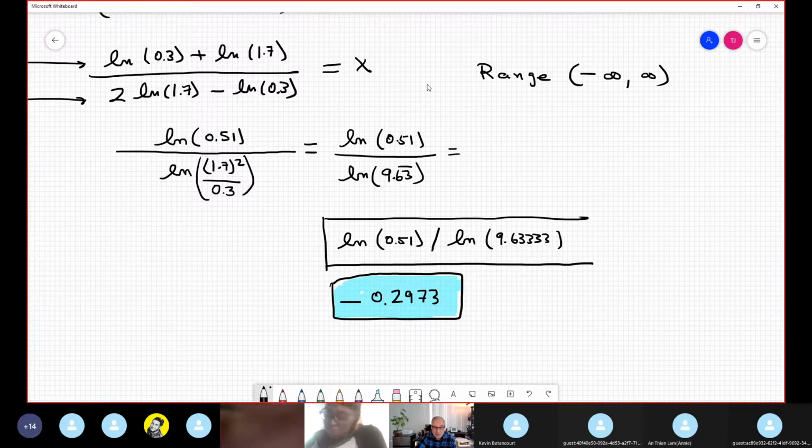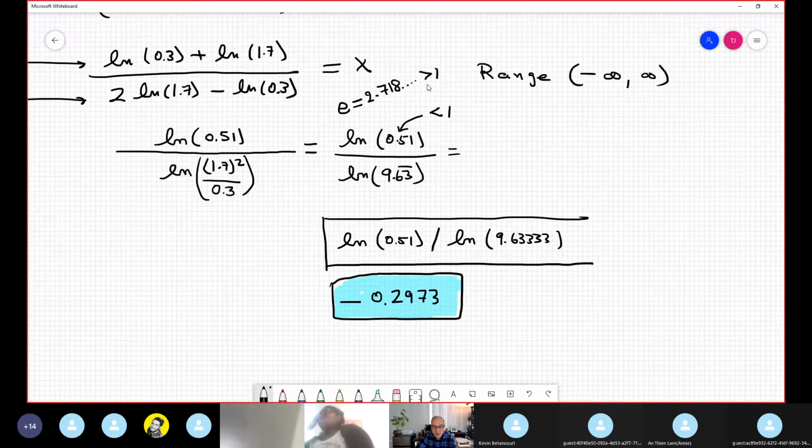Look, this is the relationship between this number, 0.51, which is less than 1. And remember the base of this logarithm is e, and e is 2.7182 something, but it's greater than 1. It's greater than 1, so they are in contradiction. Look, this is less than 1, and this is greater than 1. So we're expecting a negative value in this logarithm.